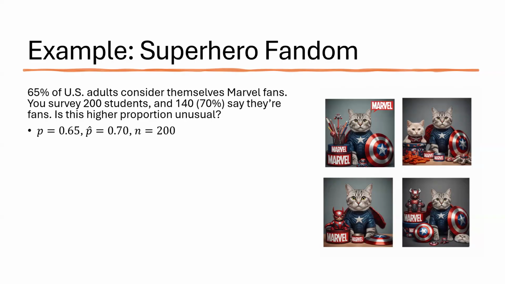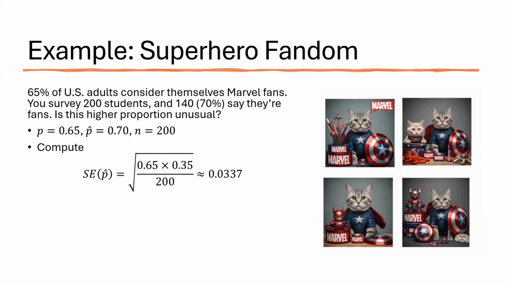So the mean is 0.65, our sample is 0.7, and our sample size is 200. We calculate the standard error of p-hat as the square root of p, 0.65, times q, 1 minus 0.65 or 0.35, divided by n, 200, about 0.0337. So the z is 0.7 minus the 0.65, right, divided by the standard error we just calculated.